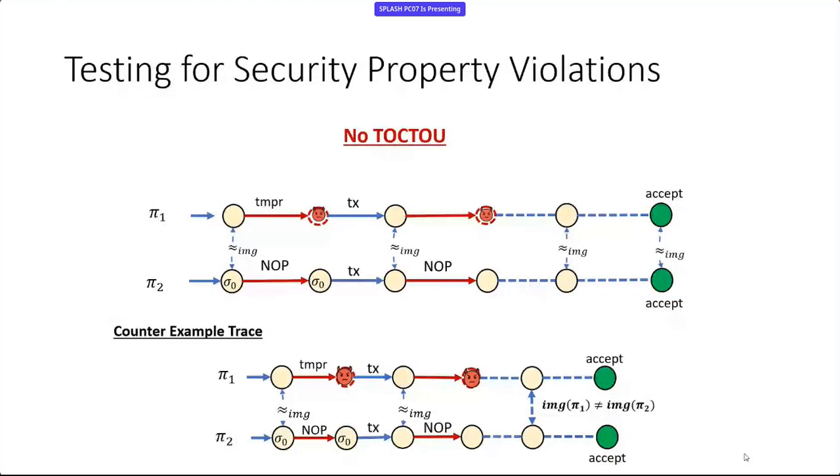So the goal was, as I showed in the example in the previous slide, that any counter example of this property would look like this, where the image has changed at some point in the traces. So all we need to do is find a counter example, essentially a pair of traces. If we find this, then we know there is a security violation possible in the system.